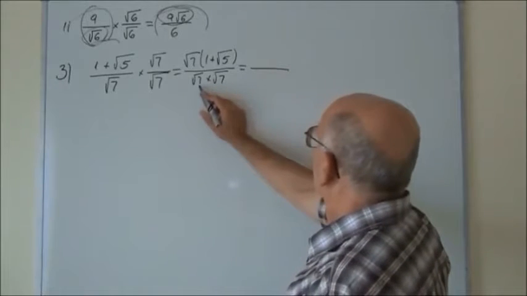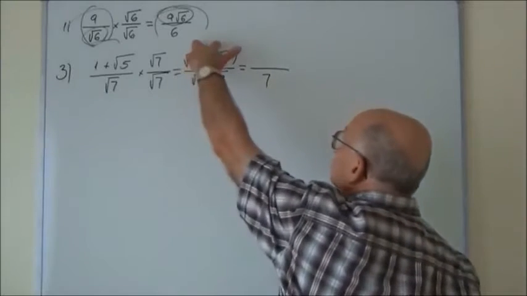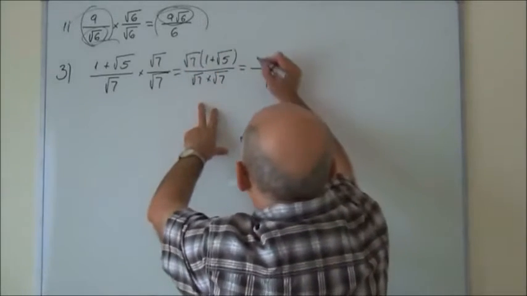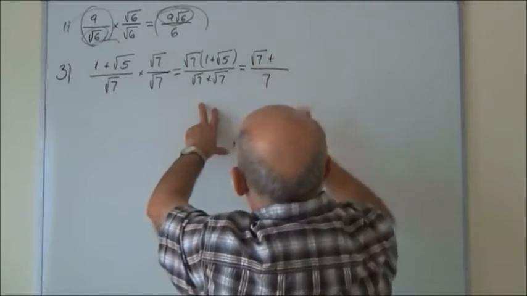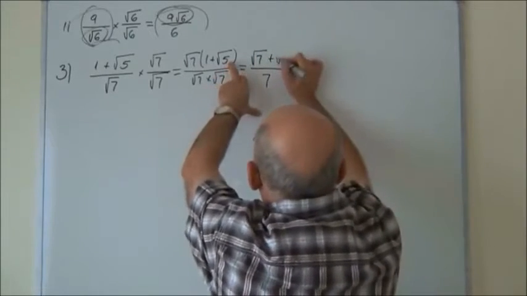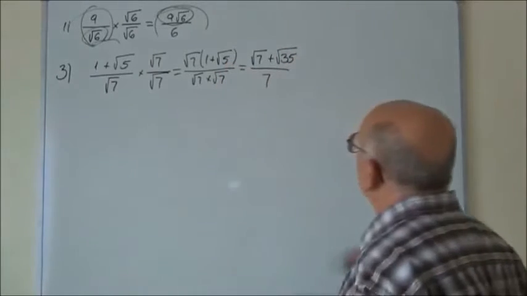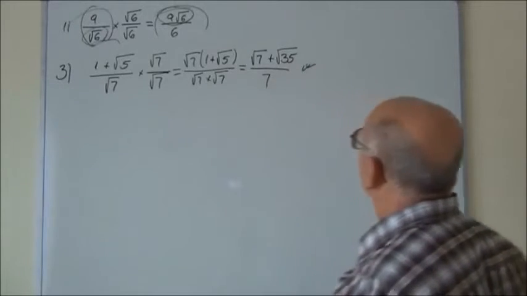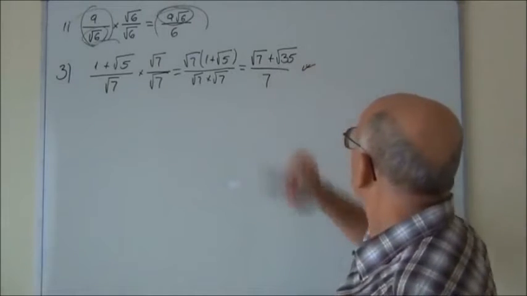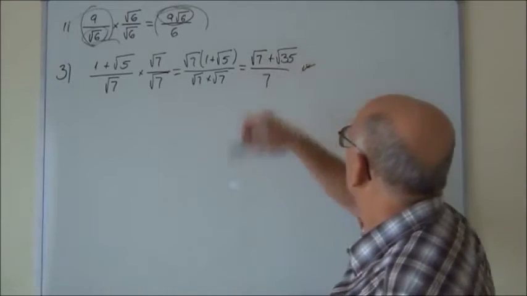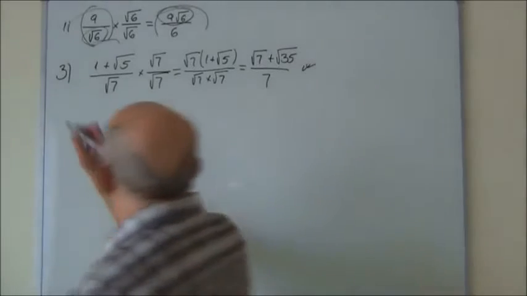So in our denominator, root 7 multiplied by root 7 is just 7, but here we have to expand brackets, and it will be root 7 plus root 7 multiplied by root 5 is root 35, and this will be the answer, because we can't simplify this any further, we can't simplify anything here, so this we should leave as an answer.